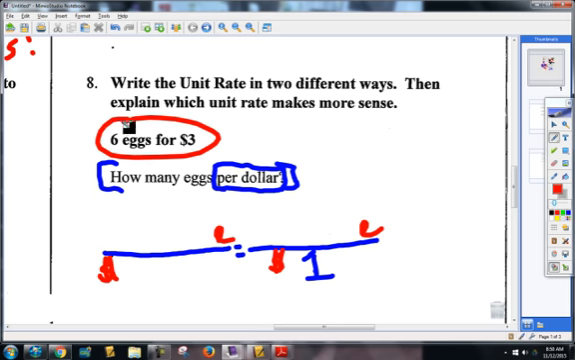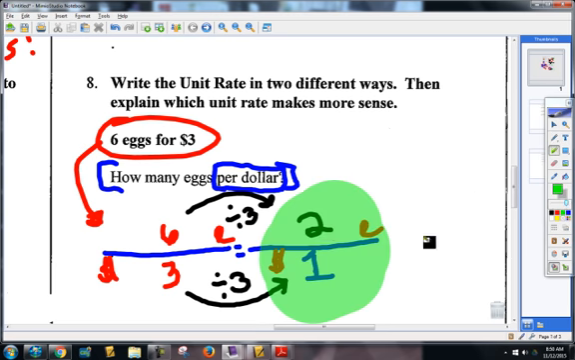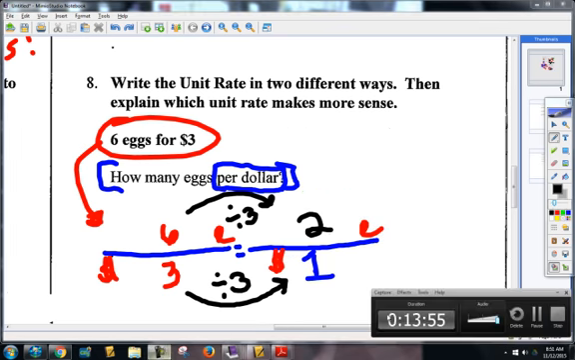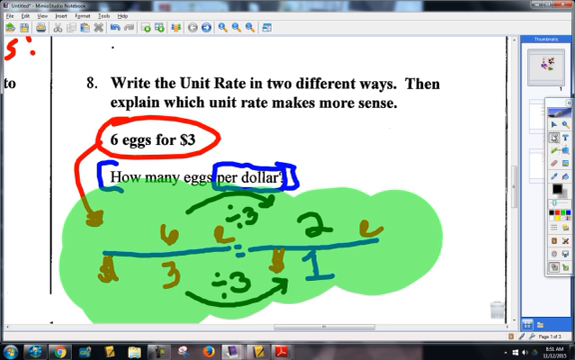Then I put my fake ratio right on this ratio here, and I know it's going to be 6 eggs for $3. What am I doing to my number of dollars? Divided by 3. So what do I got to do to the number of eggs? Divide by 3. So I know that I'm going to be able to get 2 eggs for $1. Right? 2 eggs for $1. Hang on. You had to have that. So, in order to get this question number 8 right, you had to have that, and you had to have it per dollar. If you had per egg, it's wrong.